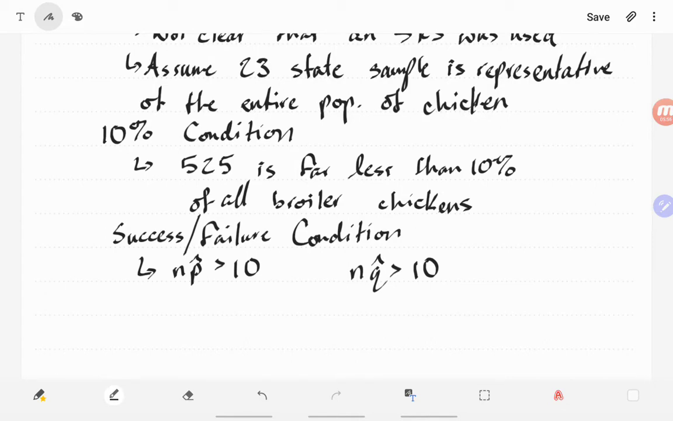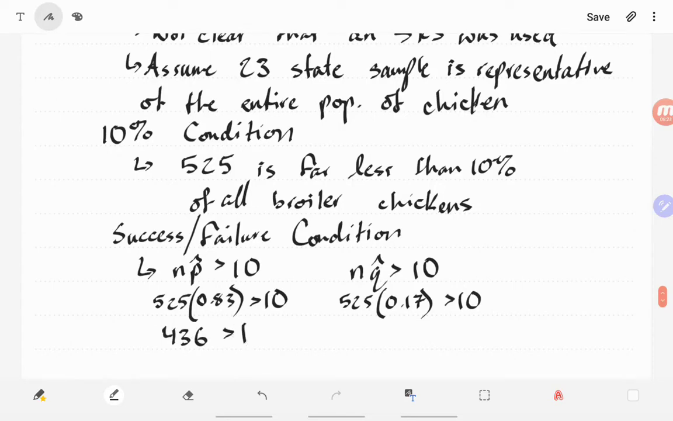Well, since we know that 83%, is that what they said? Yeah, 83% of these chickens were infected, so that means we've got 525 times 83%. Is that greater than or equal to 10? Well, yeah, it is. And 525 times 0.17, that also needs to be greater than 10. So we get 436, and in this case, a success is it being infected.